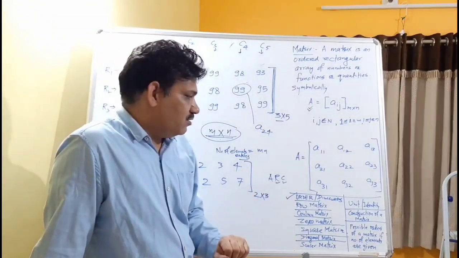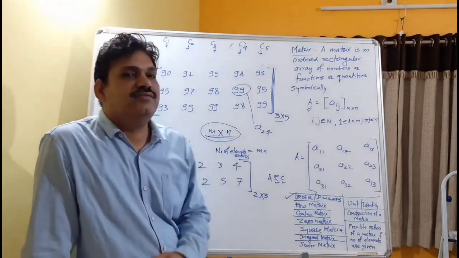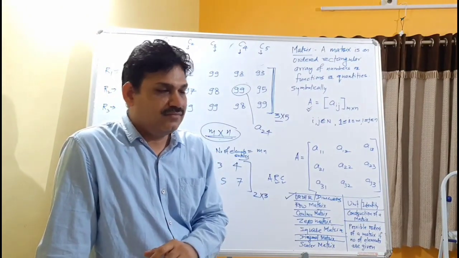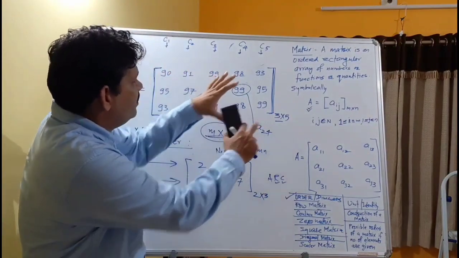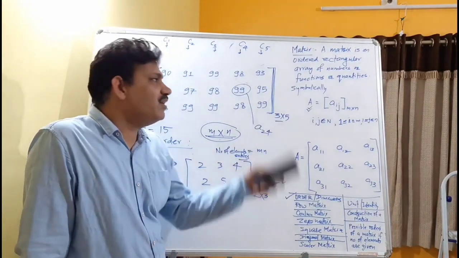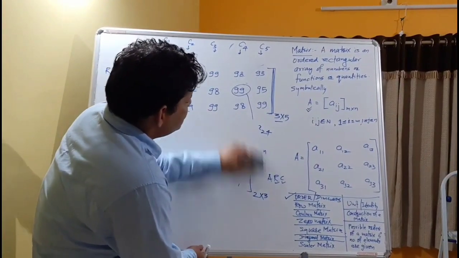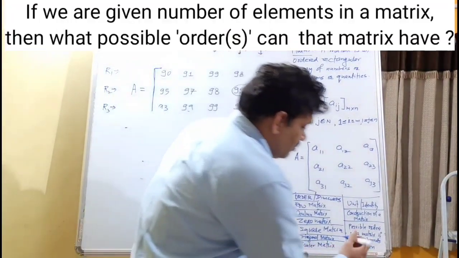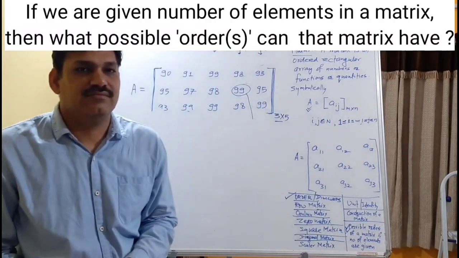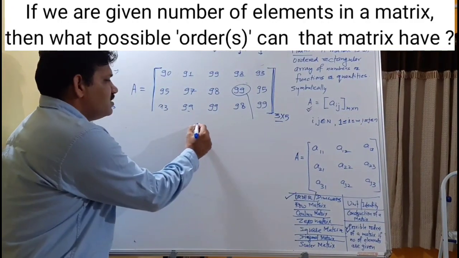Now we know about order, and we have talked about the number of elements in a matrix of order m by n. That is, if you are given a matrix, then you can find its order and you can tell how many elements are there. But suppose this time you are given the number of elements and you are to find what possible orders it can have. Suppose I have 6 elements.